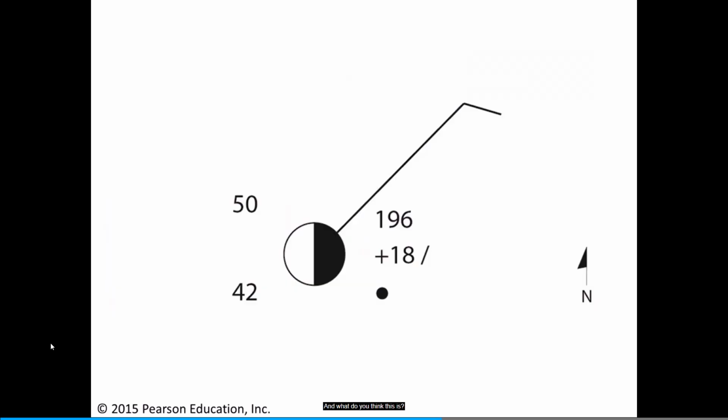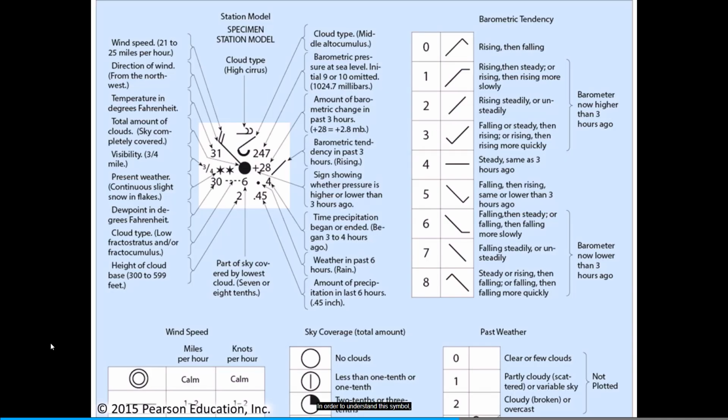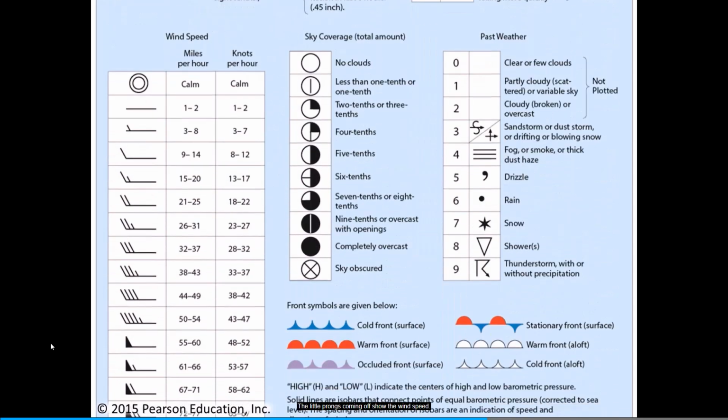Now, what do you think this is? This is the weather station model and standard symbols for the conditions at any given weather station. In order to understand this symbol, you should review this figure from your lab manual. It shows all the different coding components to each of these little station models. The central part of it is a representation of the part of the sky that's covered by cloud. The little prongs coming off show the wind speed.